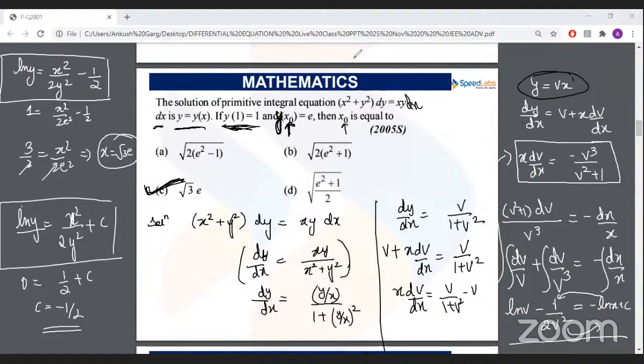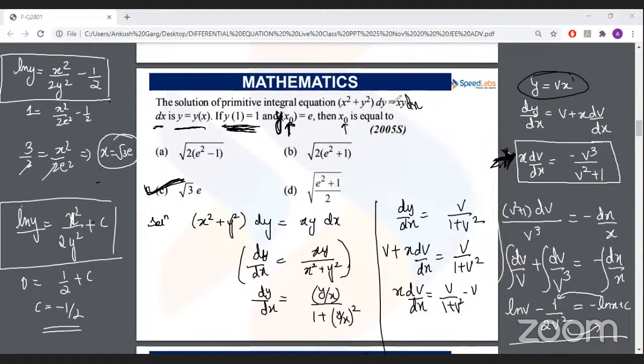So whenever you get a question of homogeneous type, the question is going to be lengthy. Here you can see the question is lengthy because first you will convert it into variable separable form, and to reach that you have to do a lot. After that you have to integrate and find the solution. Then you have to find the value of c, and then also you have to find the value of x for which y is equal to e. Okay, so basically this question is, you can say, a good one.